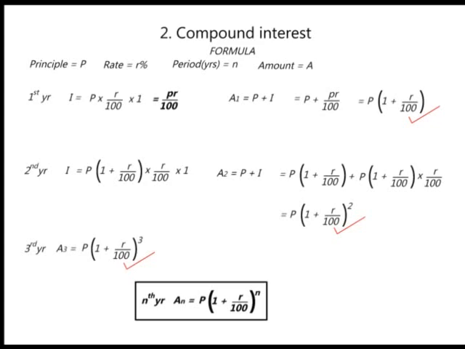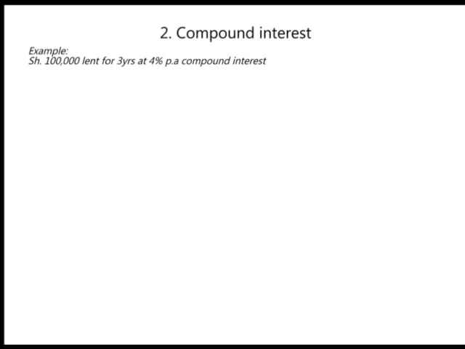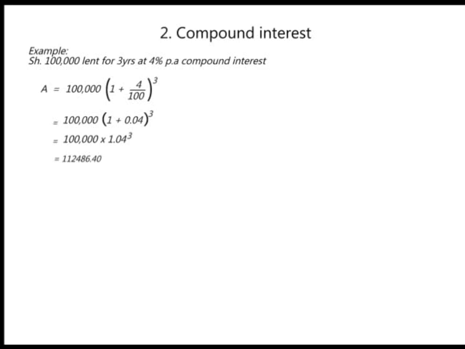And so, using this formula for our previous example, 100,000 at a rate of 4% for 3 years, amount will be P into 1 plus R over 100 raised to power n. That is 100,000 into 1 plus 4 over 100 raised to power 3. That is equal to 100,000 into 1 plus 0.04 raised to power 3. Opening that bracket, 100,000 times 1.04 raised to power 3. And we have 112,486 and 40 cents. The same answer we had.